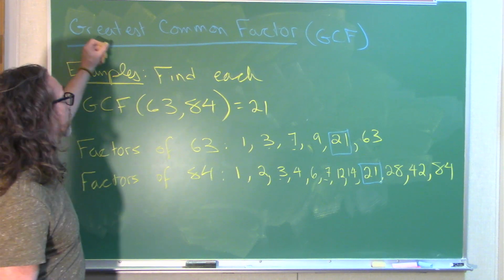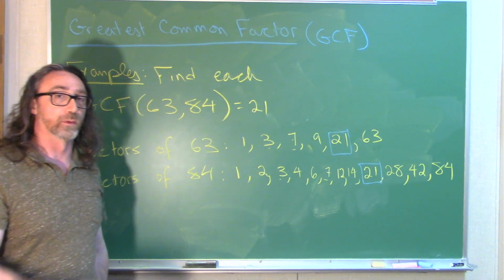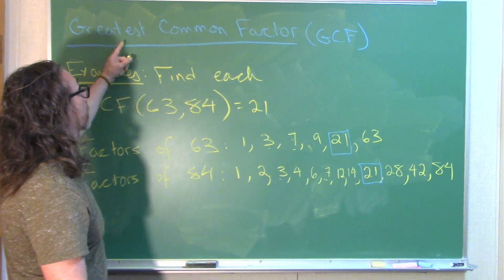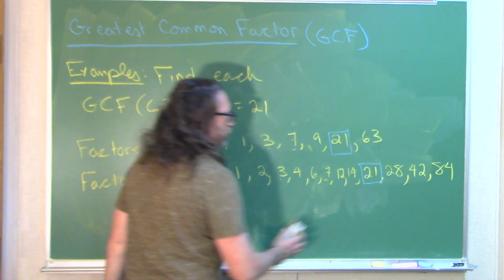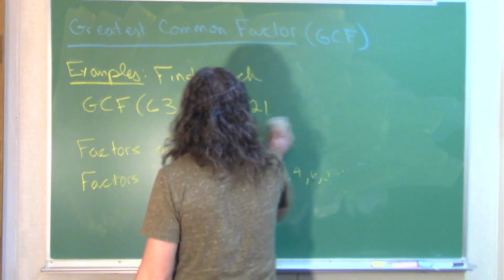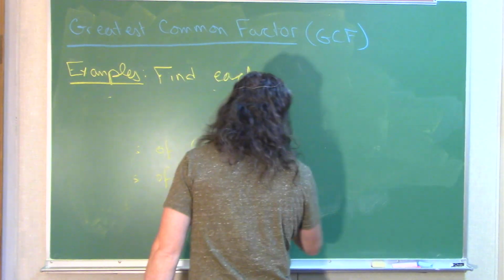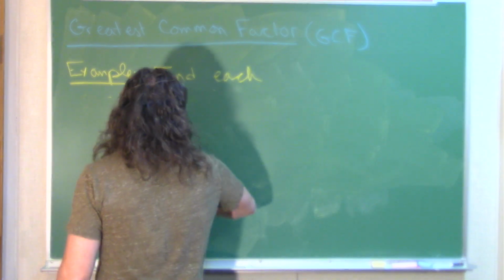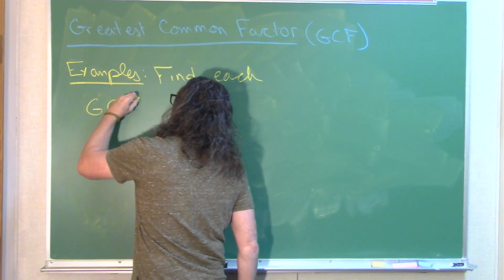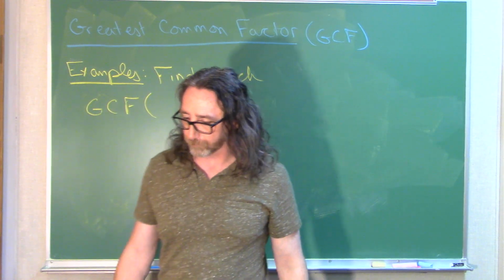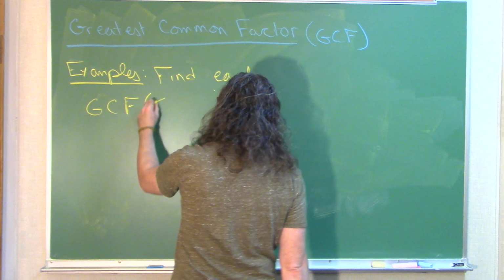Okay, greatest common factor. So make a list of the factors, look for stuff that's on both lists, pick the greatest one, greatest common factor. Okay, I want to do 2 more examples for you. We'll find the greatest common factor of 81 and 125.